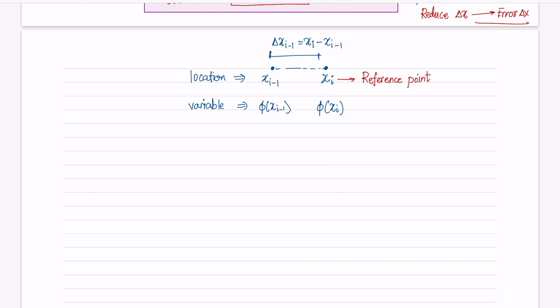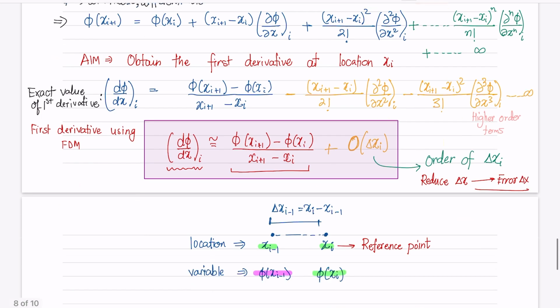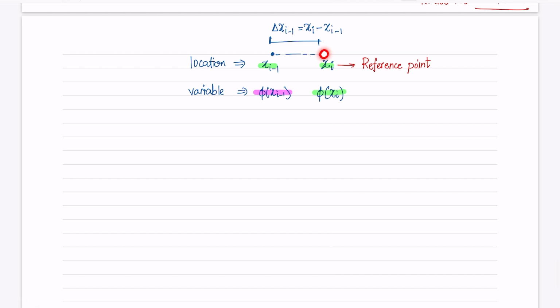Now we know the values of xi minus 1 and xi, and since xi is our reference point, we know phi of xi. Then the question comes: can we evaluate phi of xi minus 1 using the Taylor series expansion? And the idea is very similar. Previously, the reference point was on the left, and the neighboring point was on the right hand side, so we were moving in the positive x direction. This time the situation is slightly flipped. The reference point is here, and the neighboring point is on the left hand side, in the negative x direction.